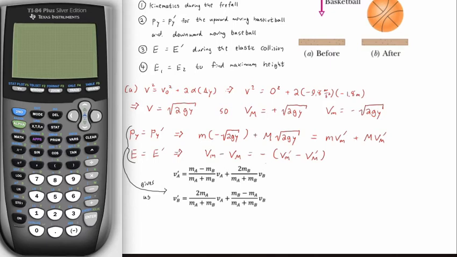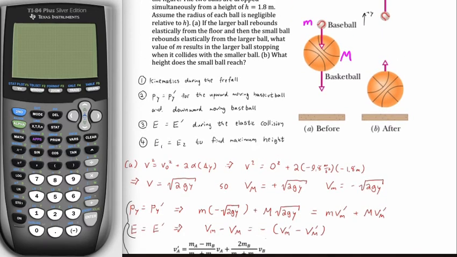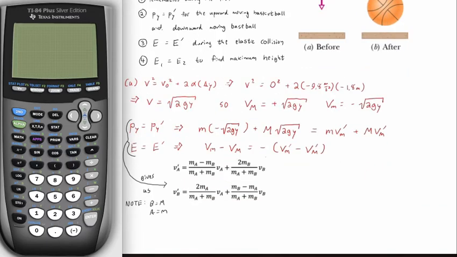With that in mind, the criteria for part A: we want the larger ball to rebound elastically from the floor, and then the smaller ball to rebound elastically from the larger ball. And we're asked for the value of little m that results in the larger ball stopping after the collision. Well, the larger ball coming to rest after the collision is going to look like v prime b, or vb prime, being 0. So we need to set that equation to 0.